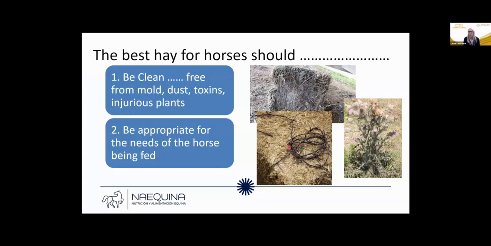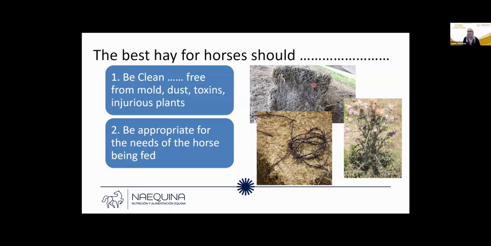So when someone asks me about the best hay or what hay I would recommend that they purchase for their horse, the first thing I'm going to tell them is that, regardless of all of those plant type and stage of maturity considerations, the first component is that the hay should be clean. And the last presenter talked about that. So that means it needs to be free from mold, free from dust, free from toxins, and free from plants that can injure the horses.